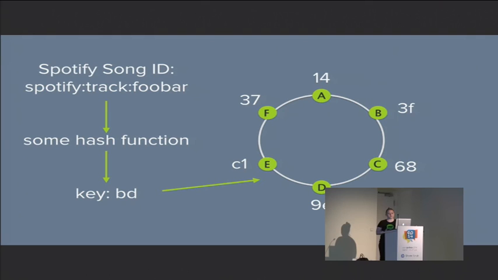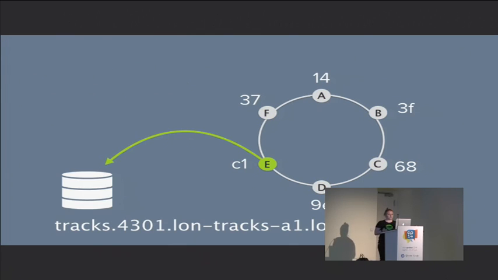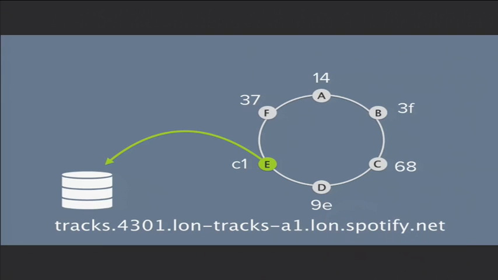The value associated with that key is essentially the host location of the service where the song or its relevant data is located. In this case, instance E owns from 9E to C1, which is where this particular track, FooBar, lives, and is mapped to a particular host. Completing this flow, instance E is mapped to a host name, which would be the machine that houses the data on the FooBar track. This dummy host name tells me that this machine hosts information on tracks, can be connected to via port 4301, is located in our London data centers, and is in pod A1. A bit confusing, I know, but using DNS for a DHT ring allows Spotify to leverage the distributed characteristics of a DNS system.